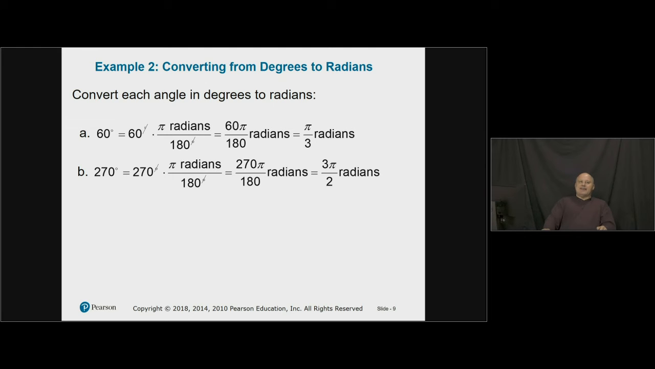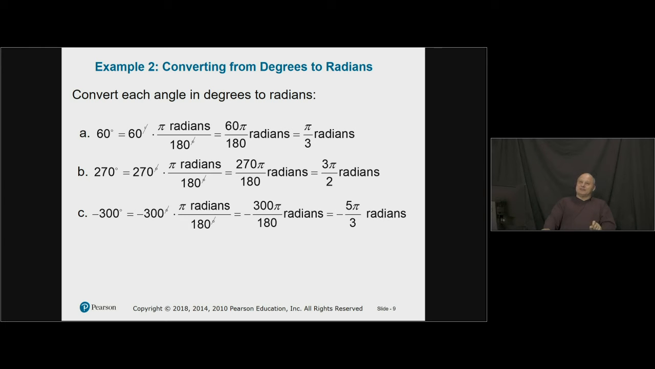Now, if you have 270 degrees, you multiply that by pi over 180, reduce, and it's 3 pi over 2. Now remember, that's 3 halves of a pi. So 3 halves is really 1.5, right? So 1 pi is half of a revolution, and another half of a pi is going to be at the 270 degree mark. So basically it's 3/4 of a revolution.